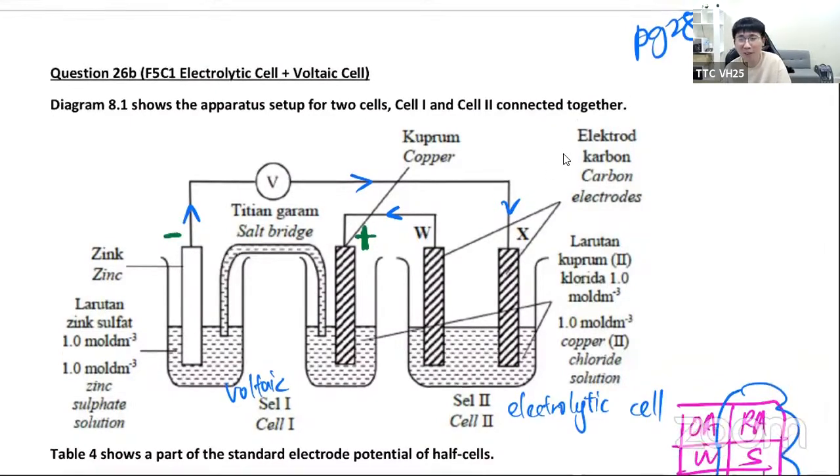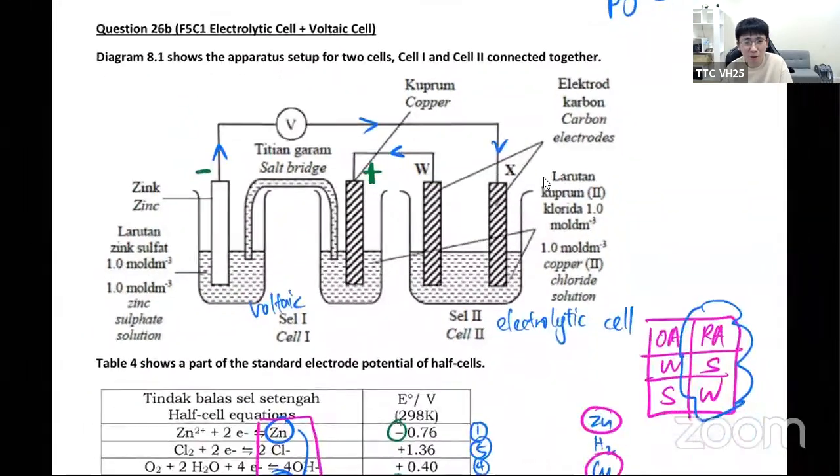Okay, never mind, faster. Book one, page number 28. Okay, book one, page number 28.